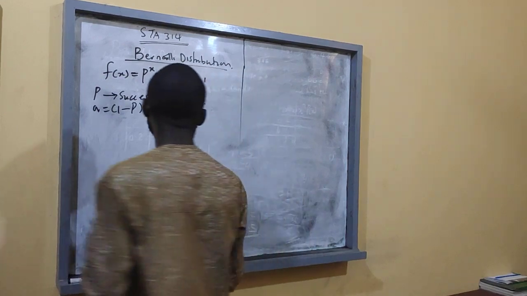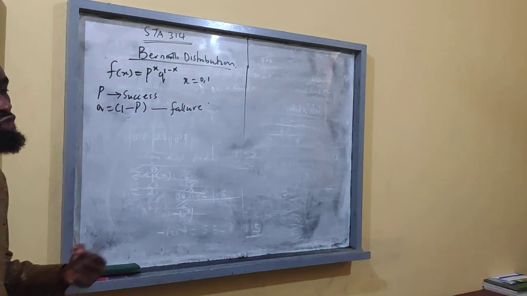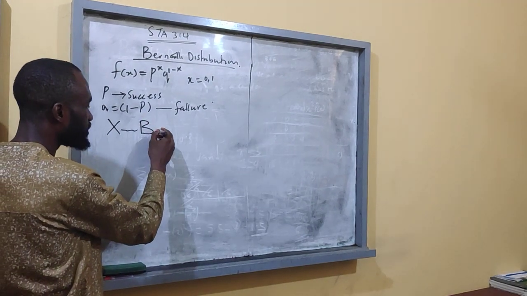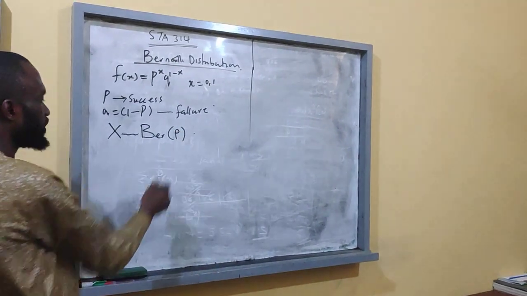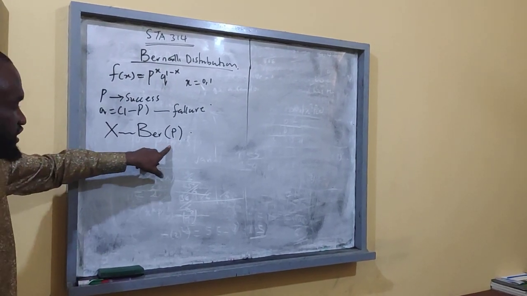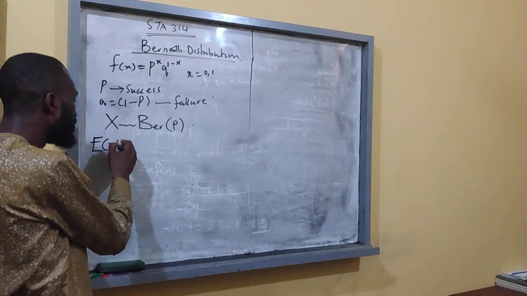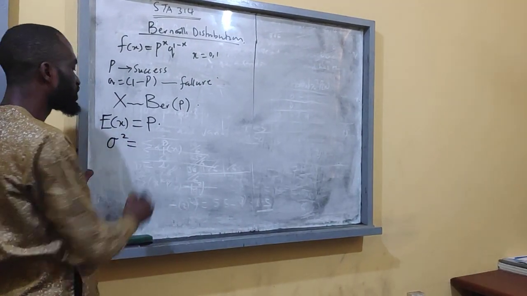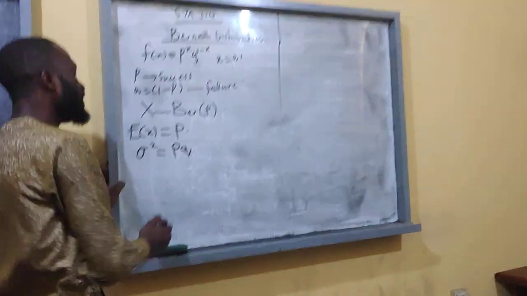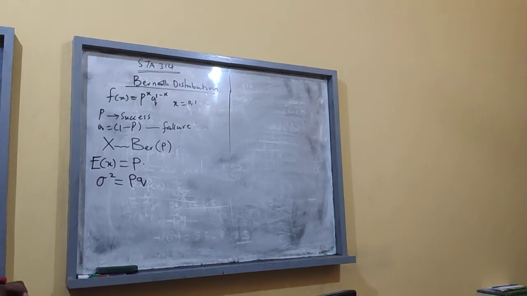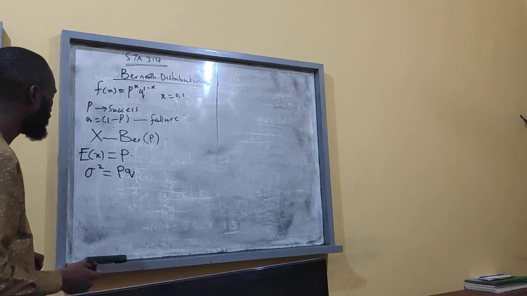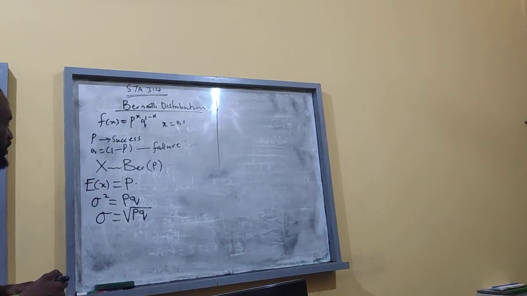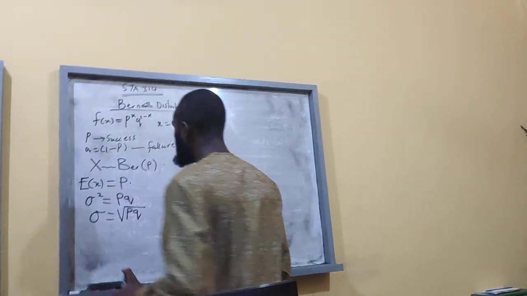Now, we want to get the expectation of Bernoulli, the variance of Bernoulli, and the standard deviation of Bernoulli. Bernoulli can also be expressed as Bernoulli P, where this P is the success. Then the expectation of Bernoulli distribution is equal to P, the success. While the variance of Bernoulli distribution is equal to success times failure, PQ. While the standard deviation is the square root of variance, which is the square root of PQ. Those are the things we want to check under Bernoulli.